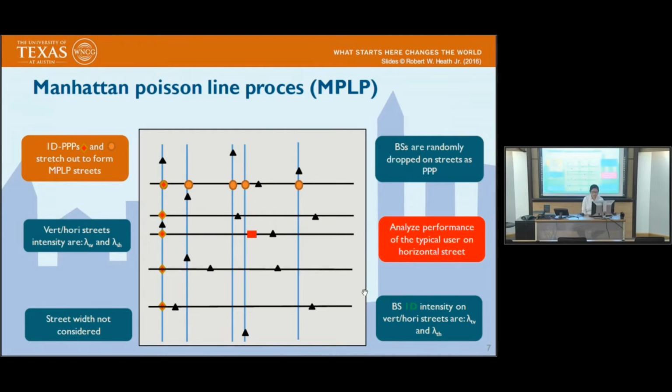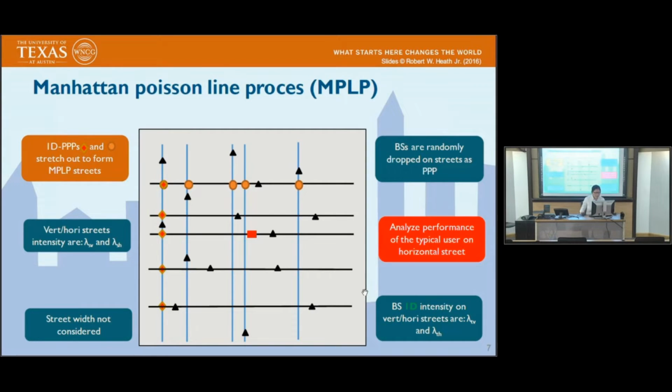So for the network model, we are considering the Manhattan-Poisson line process to model the urban streets, and we are also using a Poisson point process to model the base stations. For example, this is an example of the network model adopted in this paper.